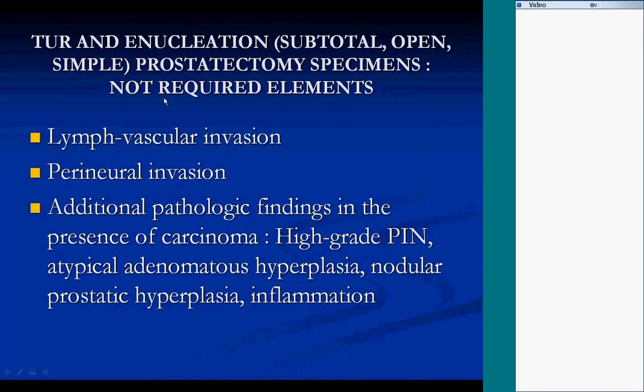So what are the non-required elements? Well, again, lymphovascular space invasion or perineural invasion, although I'd recommend reporting them when you do see them. What's not necessary to report in the presence of cancer: high-grade PIN, atypical adenomatous hyperplasia or adenosis, BPH and inflammation, although that's optional and you can report them if you like. But it's not going to impact. The point is that these parameters are not going to impact patient management.